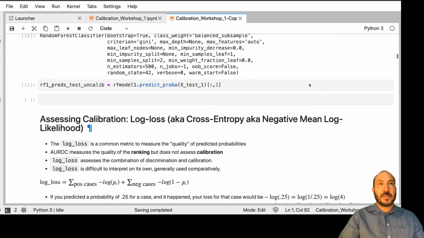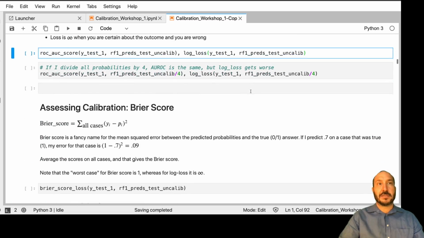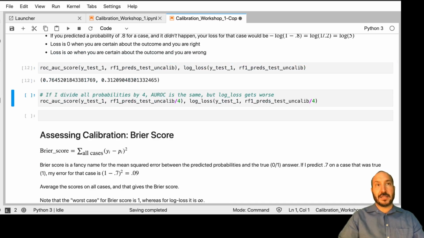Okay. So we built this model. Going back, we built this model. We made these predictions. Let's evaluate how we did both in terms of AUC and log loss. So the AUC, we got 76.4. It's reasonable. Definitely has some discrimination power. And our log loss is 0.312. We don't really know what to make of that, whether that's good or bad, or what to think about that.